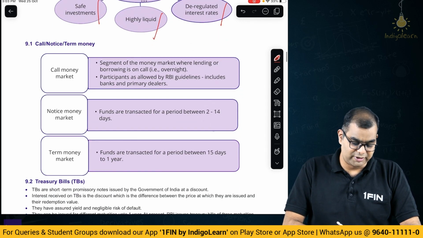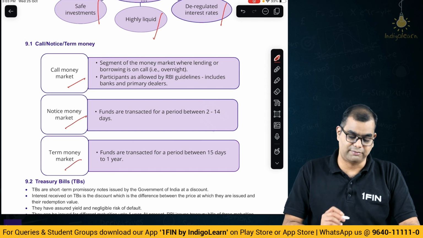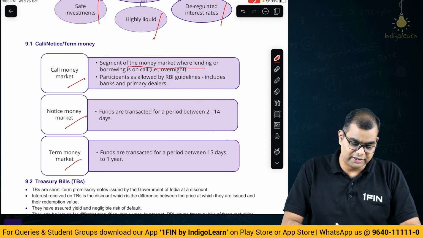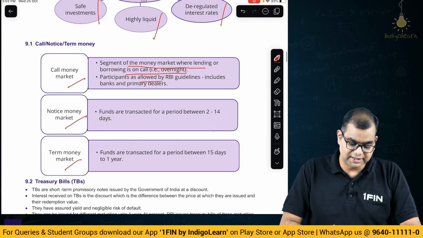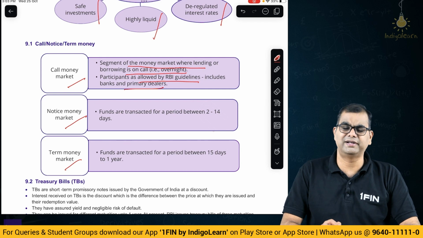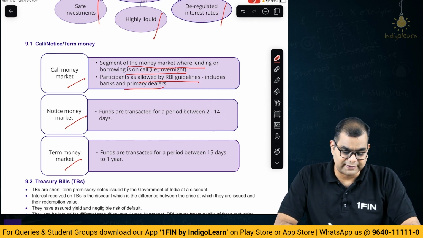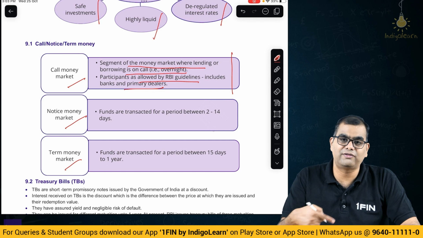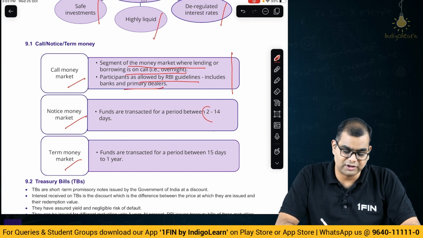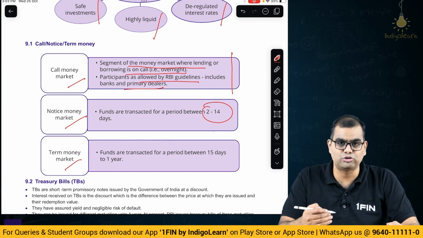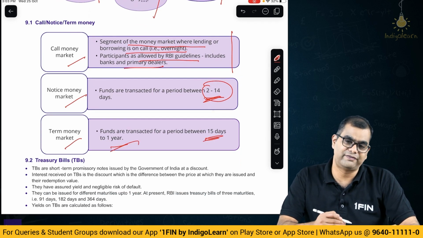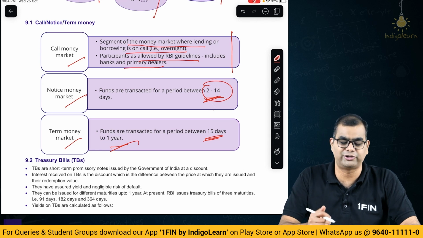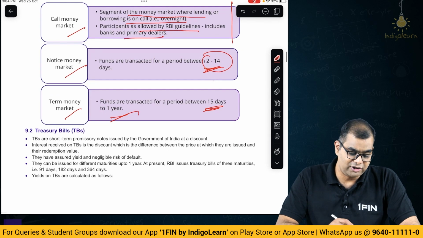There are three kinds of instruments specifically with respect to the interbank market: call money, notice money, and term money. Call money is the segment of the money market where lending or borrowing is overnight, on call, that is, you call and say, I want my money back. Participants allowed by RBI guidelines include banks and primary dealers, largely banks only. Call money has to be renewed every day, whereas notice money is for a tenure of 2 to 14 days between two banks or financial institutions. Term money is between 15 days and 1 year. So you have three different types of markets based on the tenure of the loan between two financial institutions.